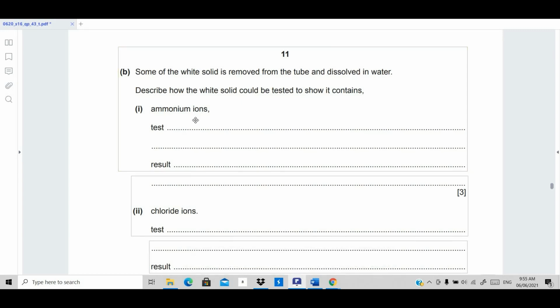Okay, so I can write here my test: adding sodium hydroxide solution to NH4Cl. What will happen now? The result for this: ammonia is produced, and the condition is if warm.